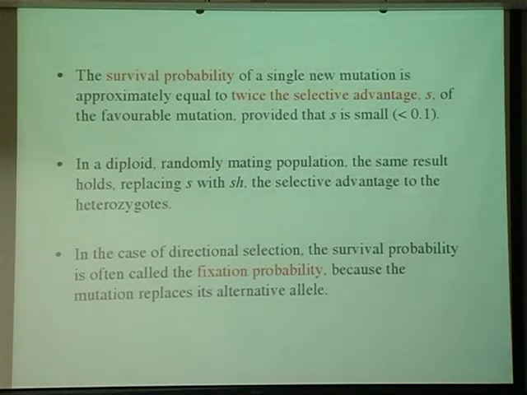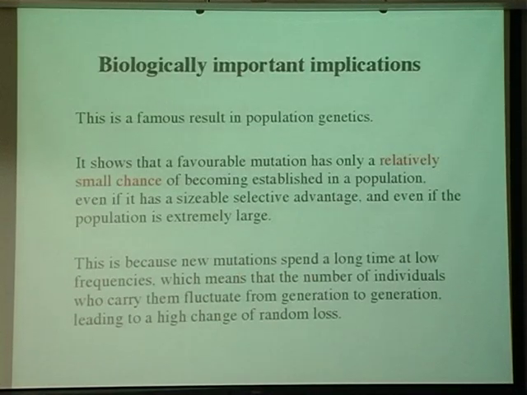So there's an important take-home message here: there's actually quite a low probability that a favorable mutation will establish itself in a population. It's about the order of twice the selective advantage for the favorable mutation in the case of a haploid, or twice the selective advantage for the heterozygous carriers of the mutation. It's a famous result in population genetics.